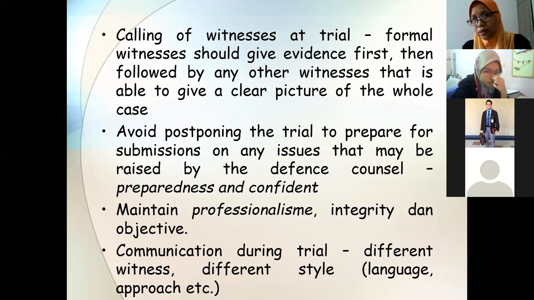Different again. And then village folk, uncles and aunties, they don't understand formal words. You can use simple language. But if it involves normal witnesses with a good education, you have to use the standard language. Once in court, it is standard Bahasa Malaysia.